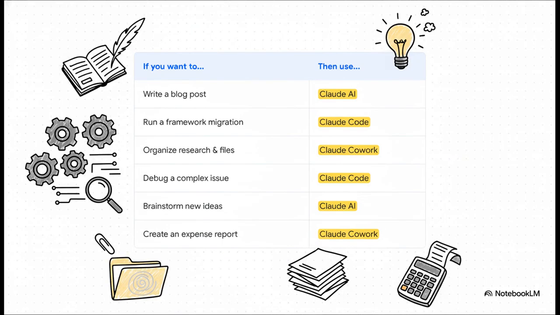Let's make it even simpler. If you need to write a blog post, you use the standard Claude AI. If you're a developer trying to migrate a huge project, you need Claude Code. And if you're drowning in a messy research folder, or you need to build an expense report from a pile of receipts, Claude Cowork is absolutely your new best friend.